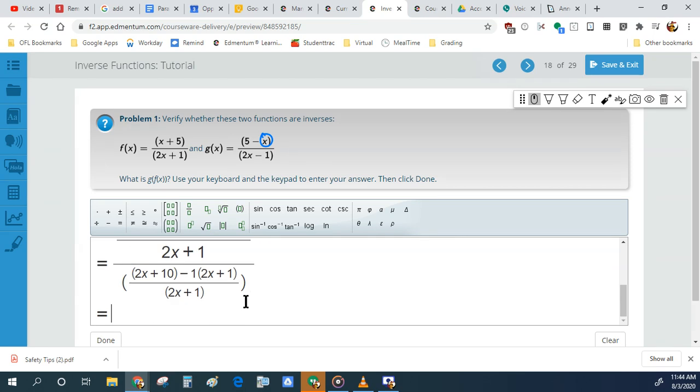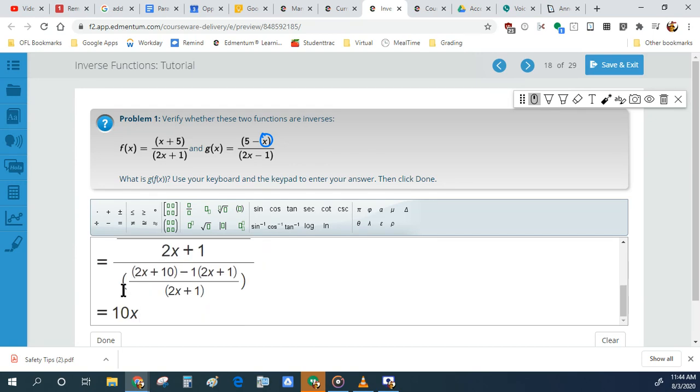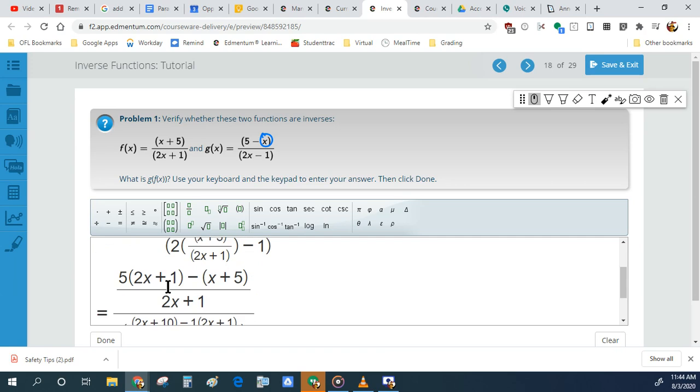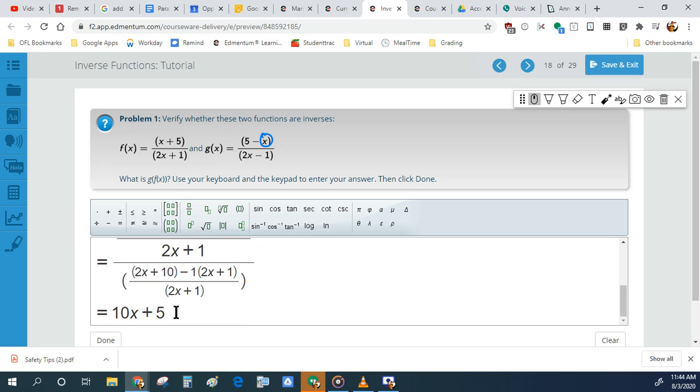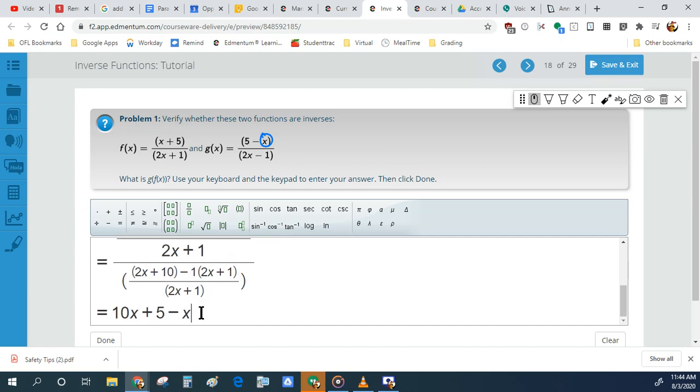This is terrible. So I'm going to distribute this 5. And this is going to be 10x, that's 5 times 2x, plus 5. Don't forget that 1 there. A lot of people forget to distribute this 5 to this 1, and they just put plus 1. Then we have minus x. And we're also going to be distributing this negative too. So don't forget that it is minus x, but it's also minus 5. So right there, you can probably see that we're already going to be subtracting something.